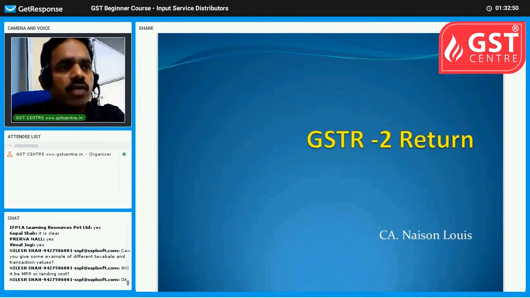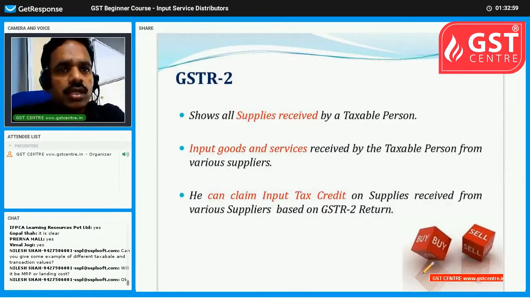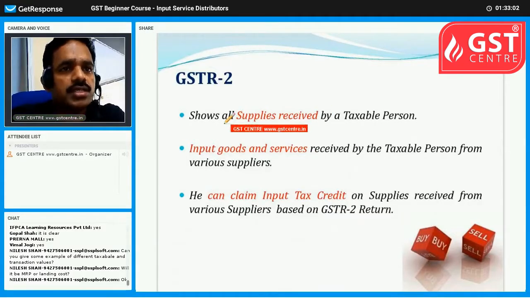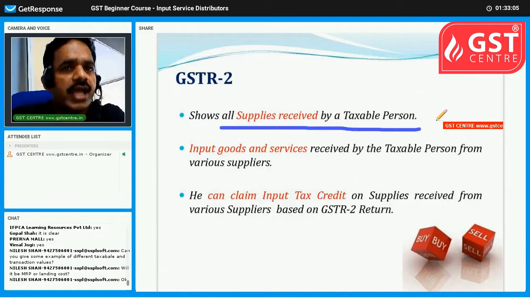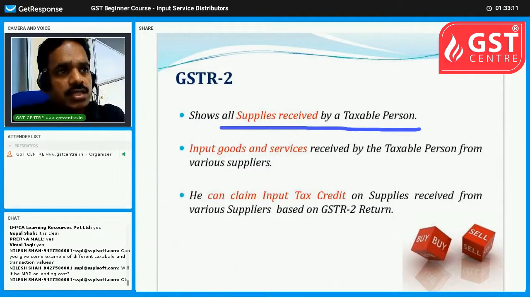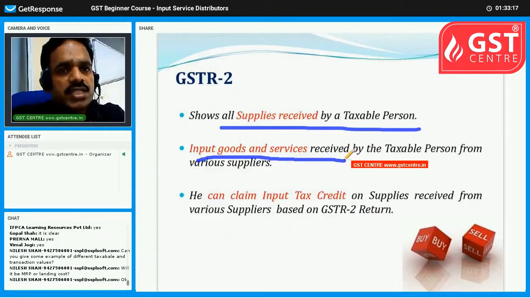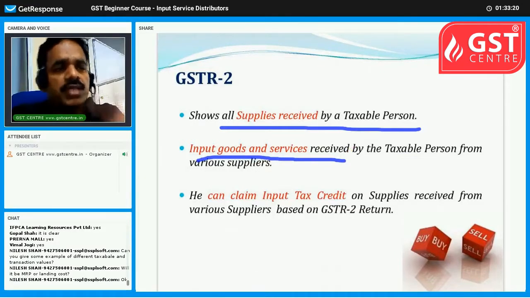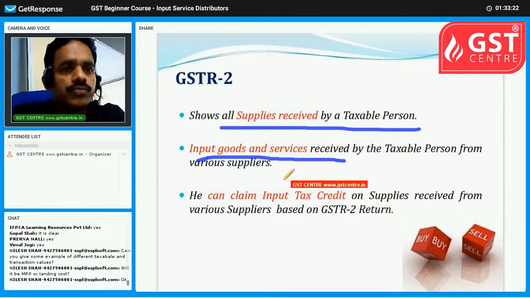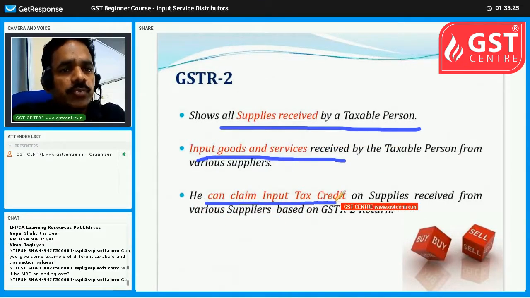GSTR 2. So we have already seen what is GSTR 1. GSTR 1 is for filing outward supply details. And what is the GSTR 2 return? GSTR 2 return is for supplies received by a taxable person, meaning inward supplies. GSTR 1 is for sales. GSTR 2 is for purchases. Okay. So, input goods and services received by the taxable person from various suppliers will be mentioned in the GSTR 2. Then, he can claim input tax credit on supplies received from various suppliers based on the GSTR 2 return.